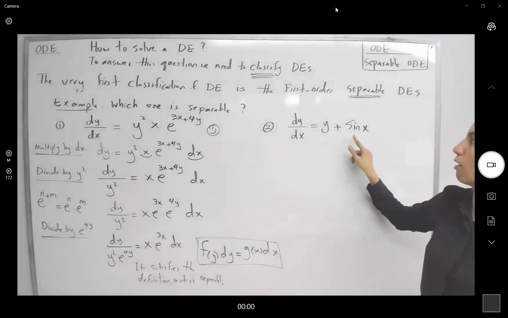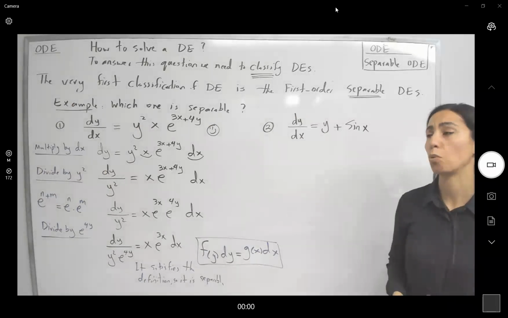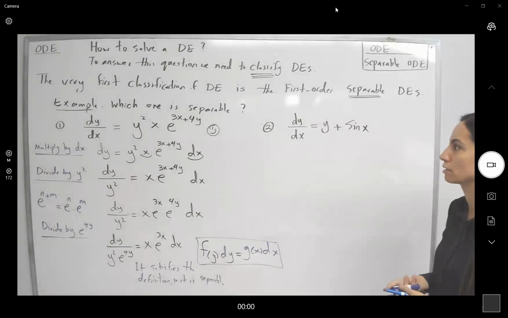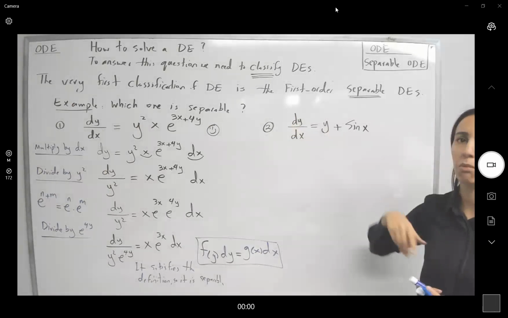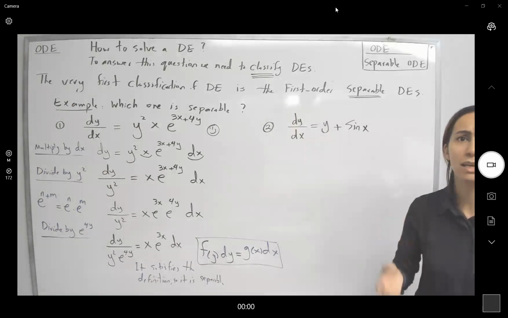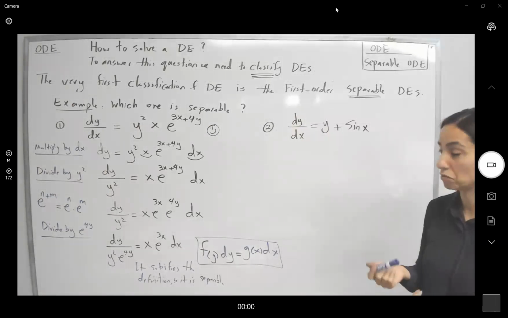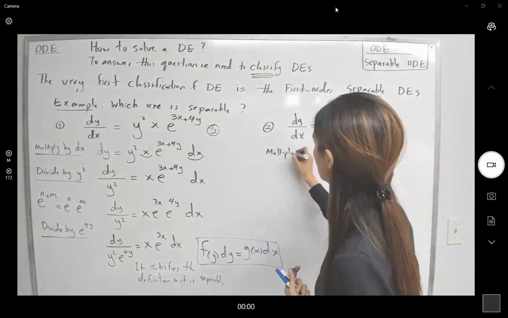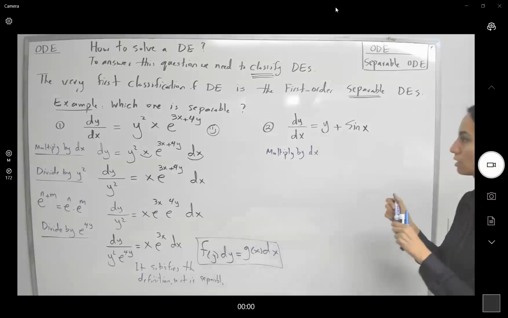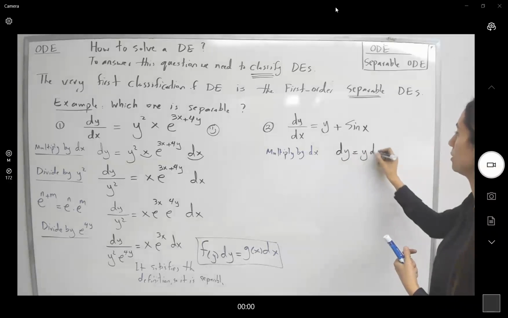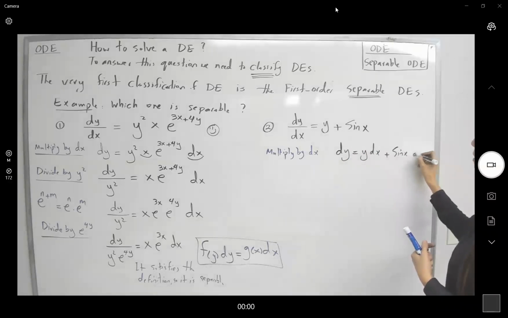Can I separate y and sine x? You might say, well, I can subtract y from both sides. But if you subtract y, then you get dy over dx minus y. Well, it doesn't satisfy the definition. You might say, I want to multiply by dx first. So if you multiply by dx, you're going to get this: dy equals y dx plus sine x dx.